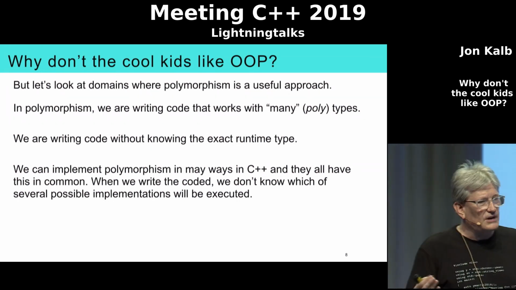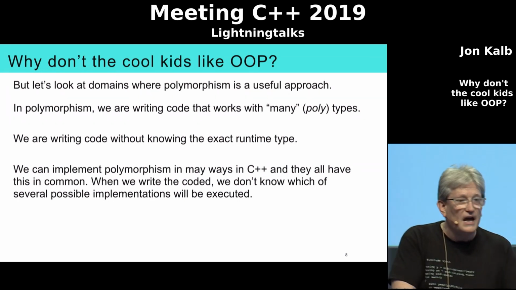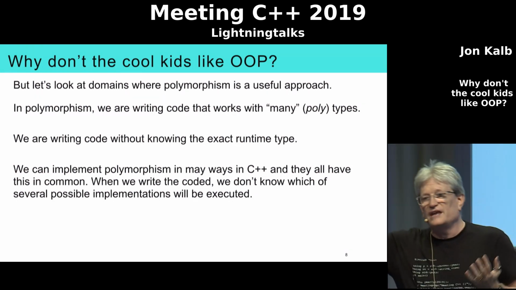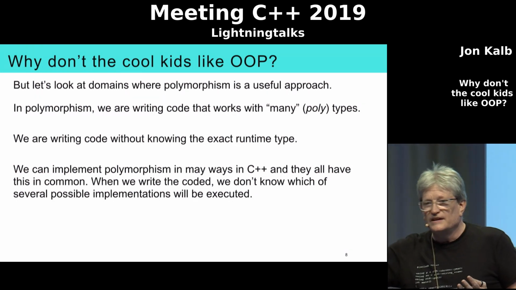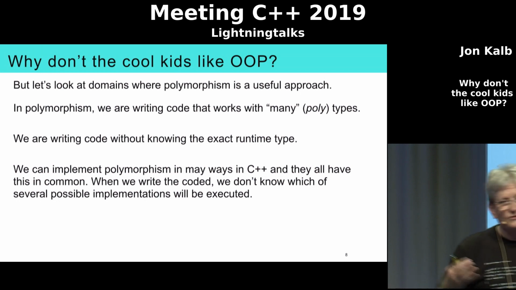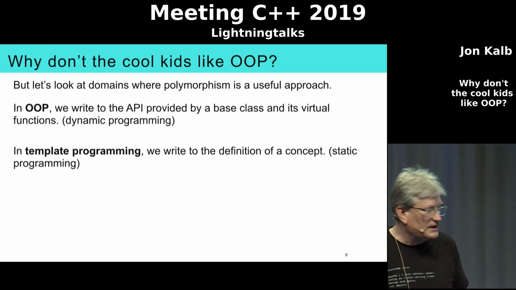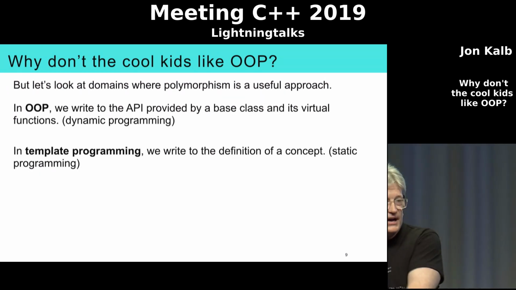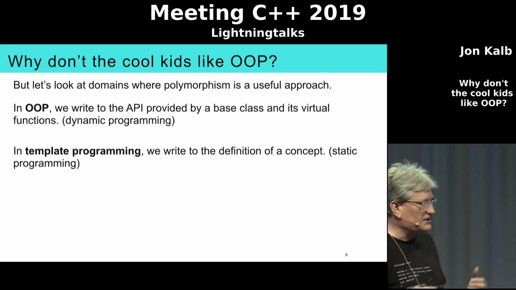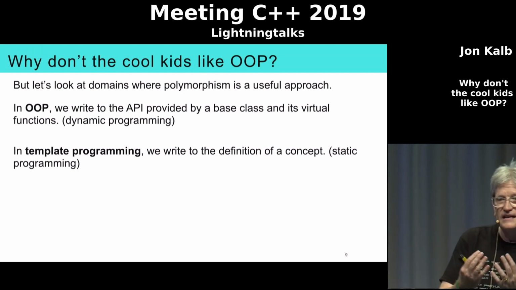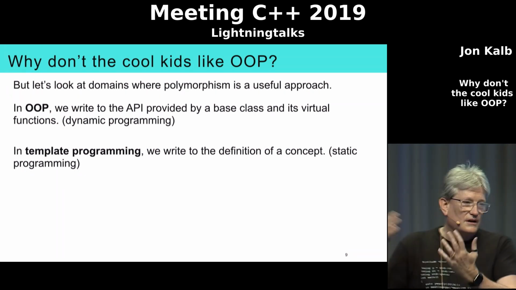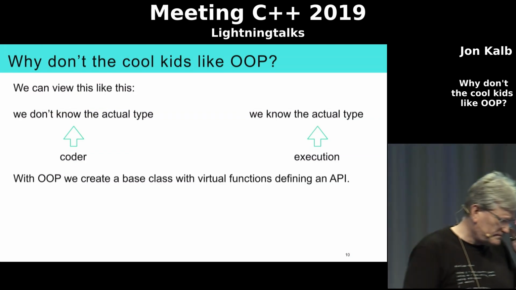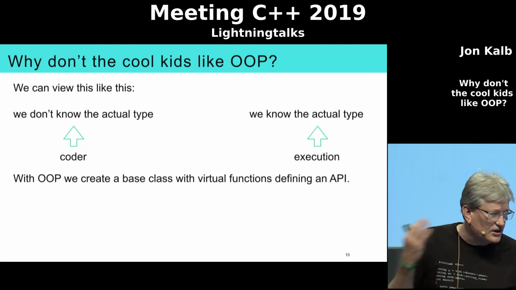So what does polymorphic mean? It means that we're writing code that, at the time we write the code, we don't know the actual types we're going to be using. That's true of object-oriented programming. It's also true of templates, right? So in the object-oriented situation, we're going to have a base class, and we're going to program to the API of that base class. If it's templates, then we have some idea of a concept, and we're going to program to the API of that concept.